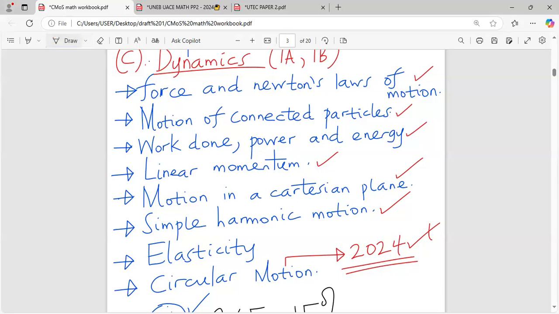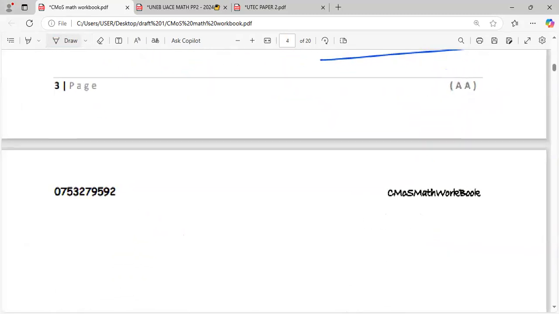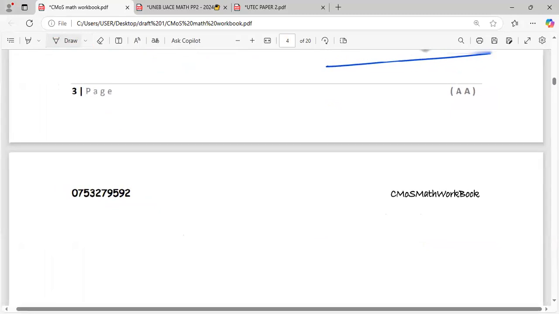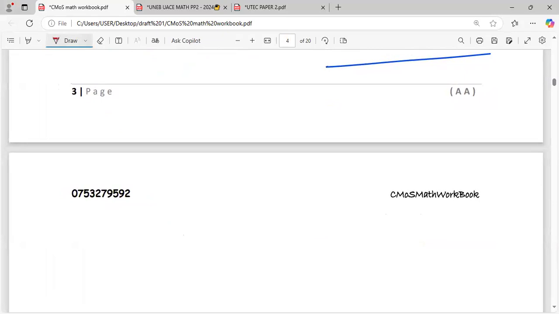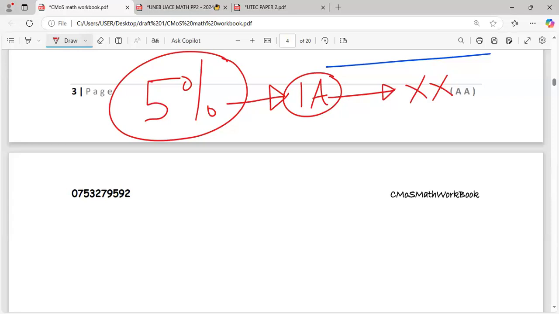You'll see what happens. If at all that is your plan, let us look at a student who has not done anything in dynamics. That person is at a risk of only 5%, because they will not be in position to do that one number of section A for dynamics. They will not be in position to do it. So that means they will be working out of 95%.